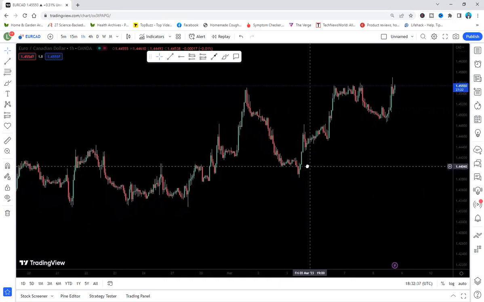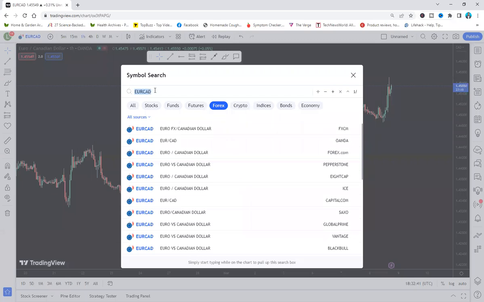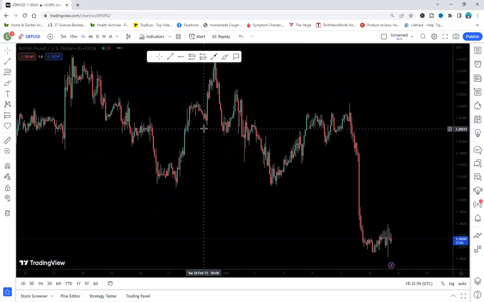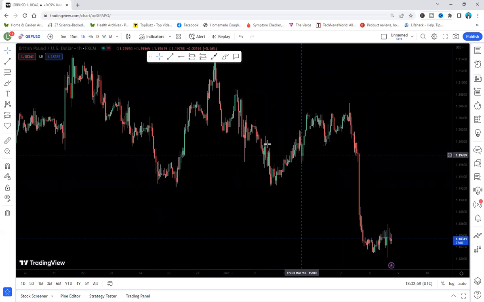So let's look at today's signals. The video is going to be about 3 signals at least. So the very first one is going to be GBP USD. I will take it from FXCM. So this is GBP USD.